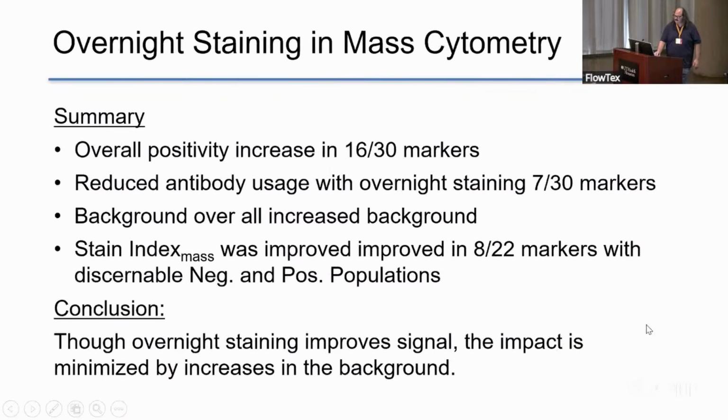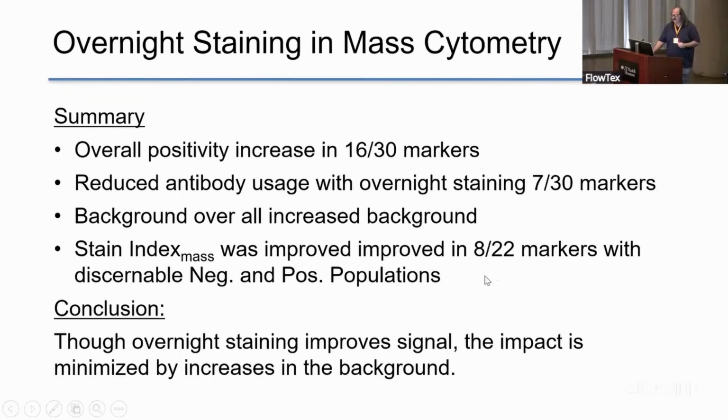Okay. And so for overnight staining in mass cytometry, the overall positivity increase was only in 16 of the 32 markers. We saw that reduced antibody usage was only really useful in 7 of the 30 markers. The background overall increases dramatically with overnight staining. Like I said, I think it's actually that polymer that the metals are embedded in that causes the problem. I might do some study on that if I get money.